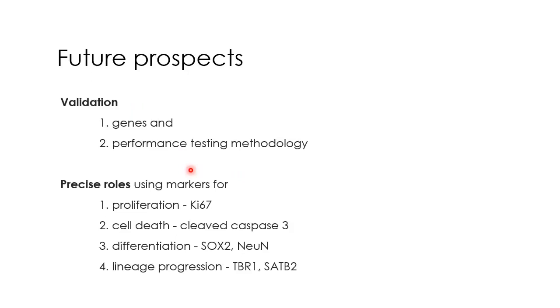However, the experimental validation of these genes has to be done to see if the performance testing methodology reduces FDR. Validation along with measurement of markers for suggested roles will also dissect the role of these genes in neurodevelopment.